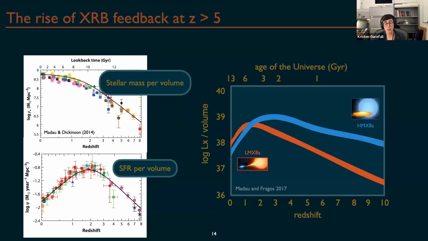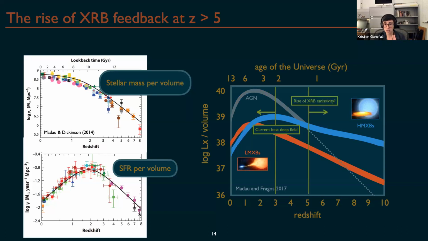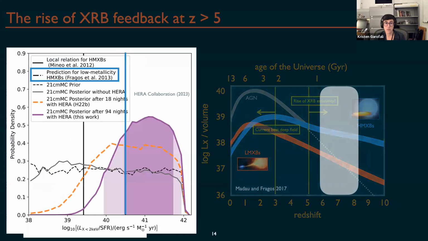So this is for the best performing models, LMXBs and HMXBs. And here then are some potential constraints for AGN. The important thing to note is that our current best deep field constraints are roughly redshift 3. And as this cartoon shows, we may actually see that HMXBs in particular become the dominant component of the X-ray emissivity at redshifts, let's say, roughly greater than 5 or 6. So there is interest in probing beyond this redshift 3 as we start to see what I call the rise of X-ray binary feedback or emissivity at higher redshifts.